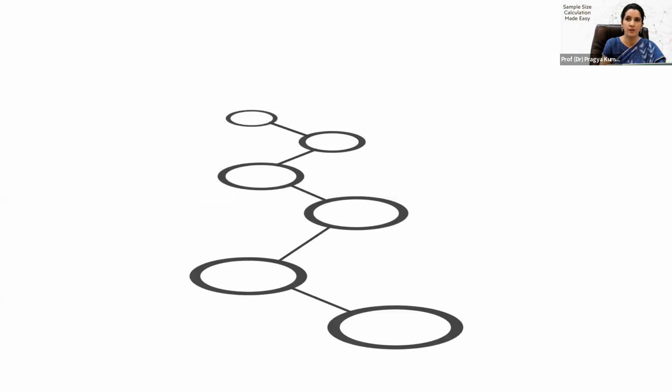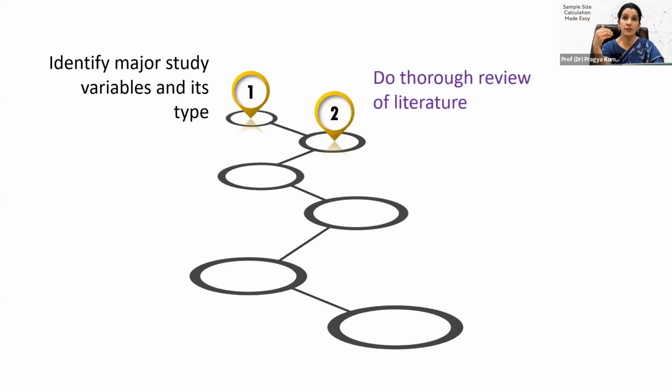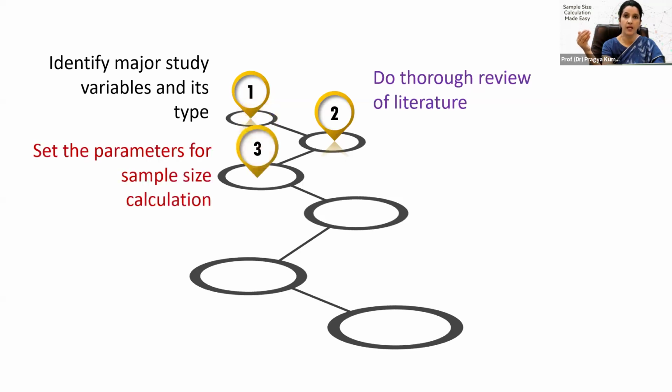So now coming to the steps in the sample size calculation. The first step is you look at your study research question and you have set your objective. Based on your objective, you have to identify the major study variables and the type of the variable. The second is you have to do a thorough literature review, and select one study which is very similar to the study you have planned. That we call a reference study. And then from that reference study, you identify the parameters for the calculation of sample size.